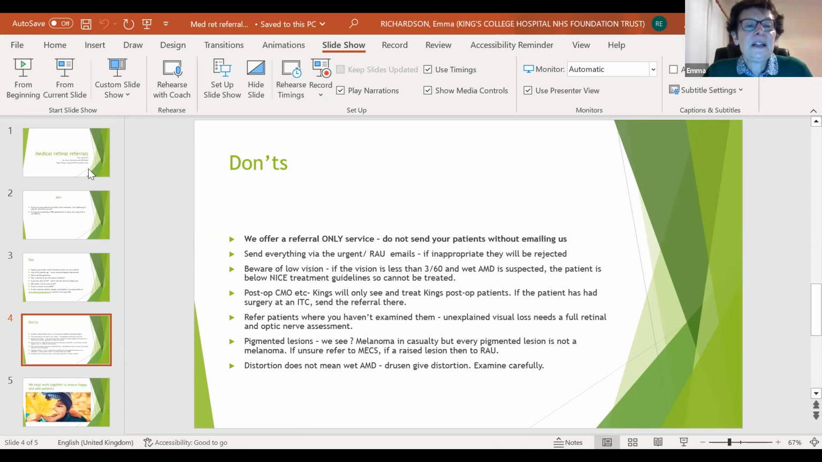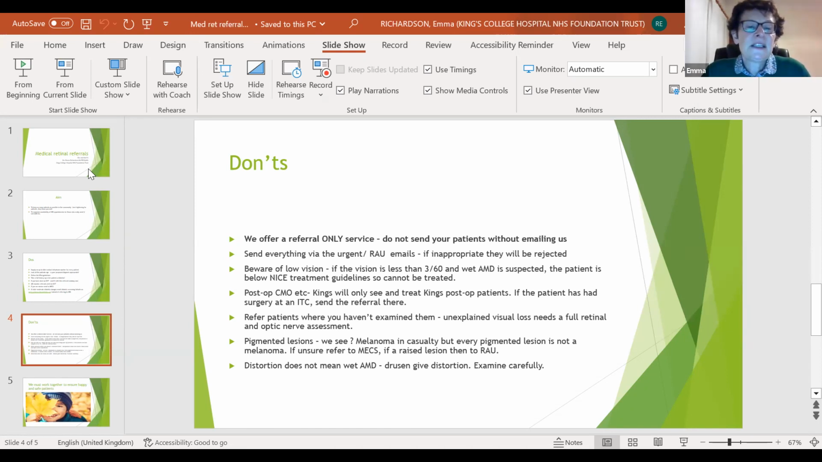Please, little plea from everybody, don't refer patients where you haven't examined them. I know that sounds really obvious, but sometimes we get unexplained visual loss, you know, oh, the retina looks fine, but the vision is down. Well, there must be a cause. So please look at the optic nerve, and give a full retinal examination before you send them.